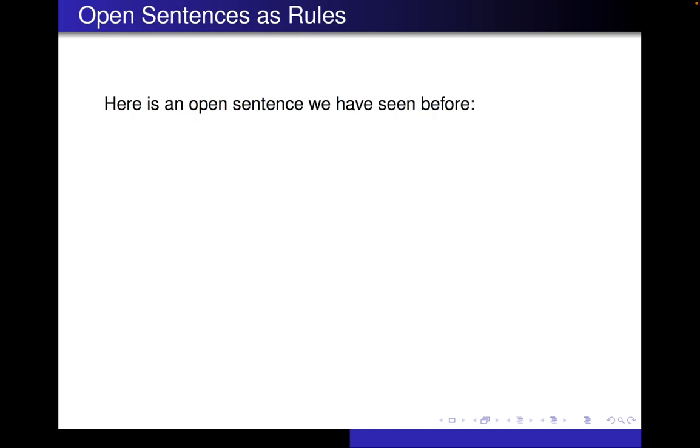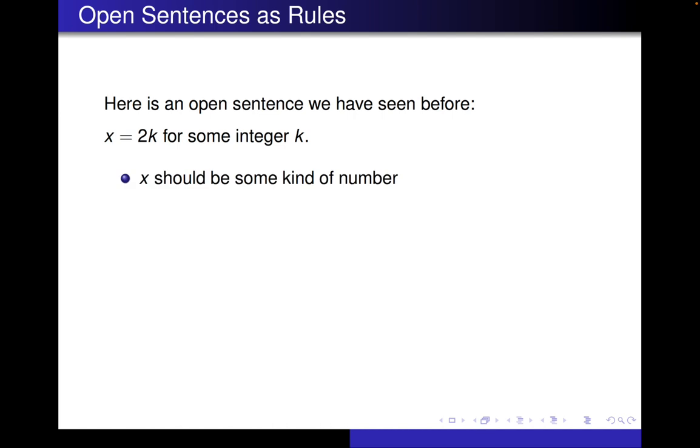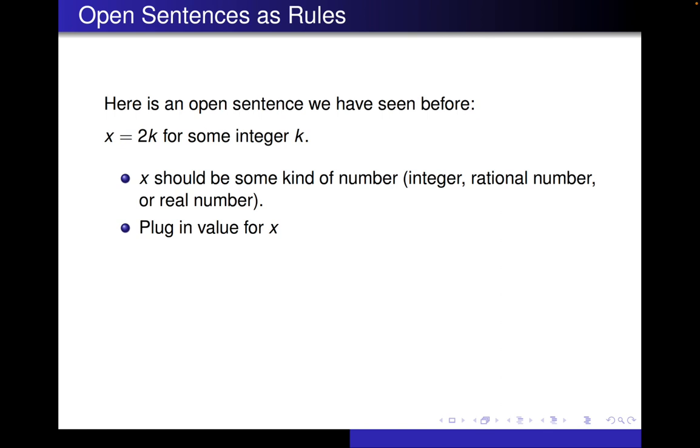All right, so here is an open sentence we've seen before. It hopefully will look familiar. x equals 2k for some integer k. Now, that looks familiar, of course, because that is the definition for what it means to be an even number. But it is an open sentence, right? So x should be some kind of number, right? It should be an integer or a rational number or a real number. We should be able to plug in a value of x and get a statement.